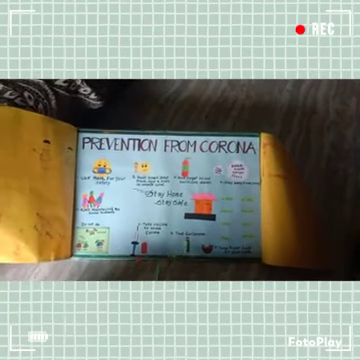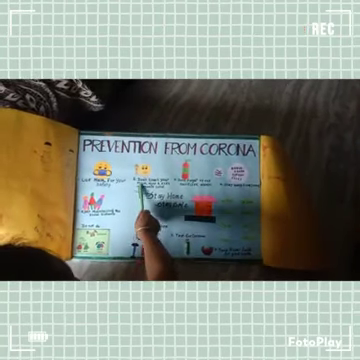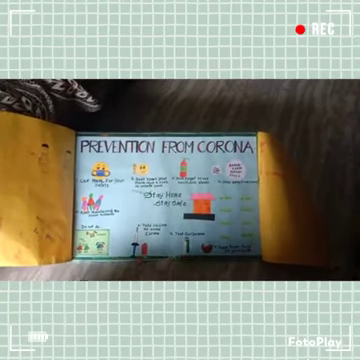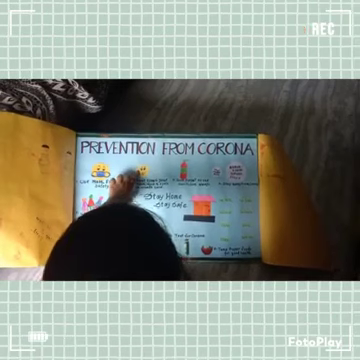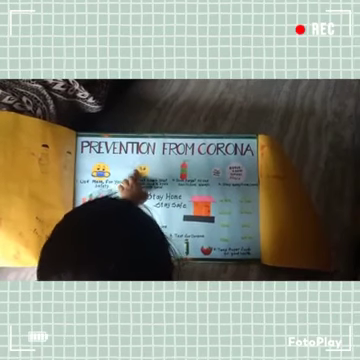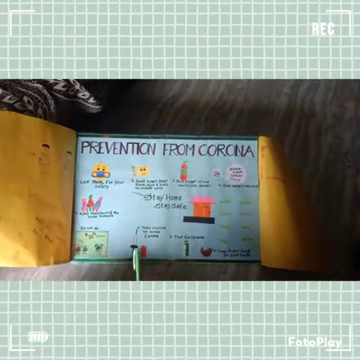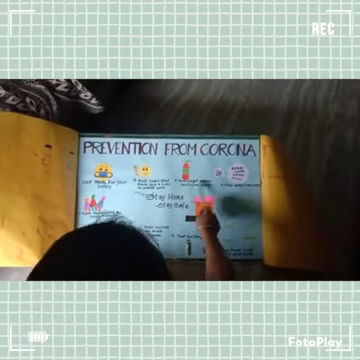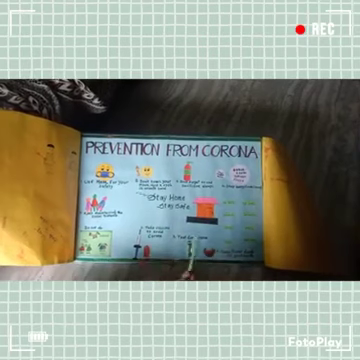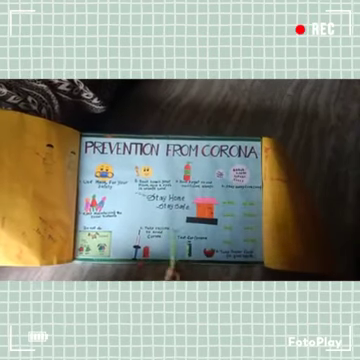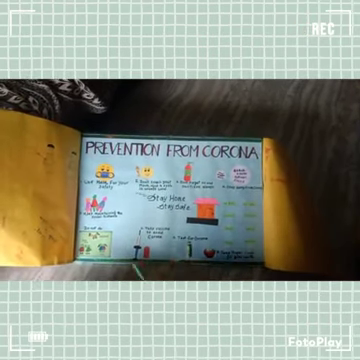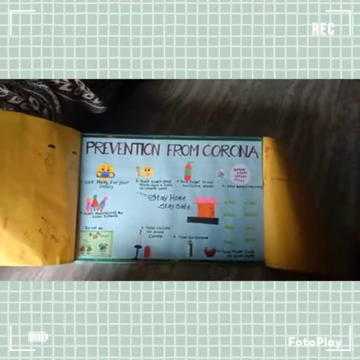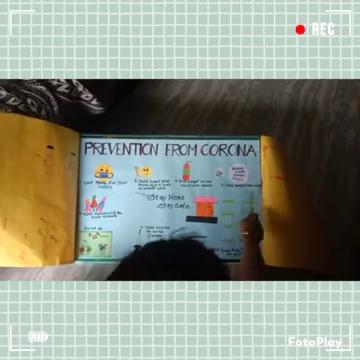Point number 2, do not touch your mouth, nose and eyes with unsafe hands. When your hand is unsafe, don't even touch your mouth, nose and eyes, because these are the entry points of our body. Point number 3, do not forget to always use sanitizer. Always use sanitizer when you are going out or inside your home, because this is very important to avoid the Corona. Point number 4, stay away from crowds.